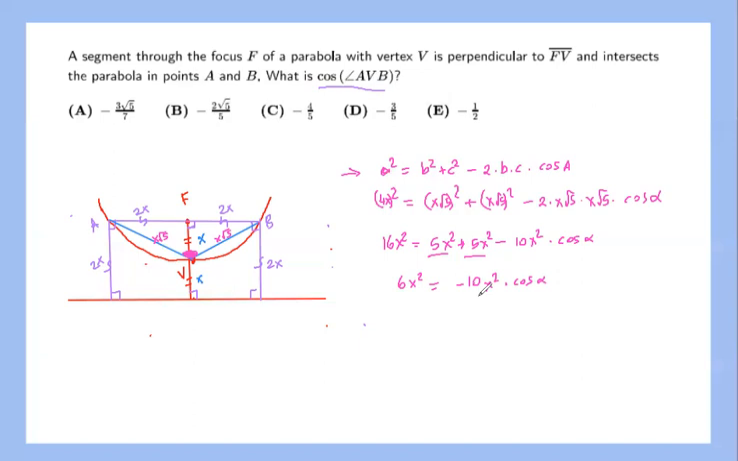We can divide both sides by x squared because x is a positive number, so the square is also positive, and we are clear that it's not 0. Then x squared will cancel, and we can divide by negative 10. So you get 6 over negative 10 for the cosine alpha. This is negative 3 over 5, and that's the answer, choice D.